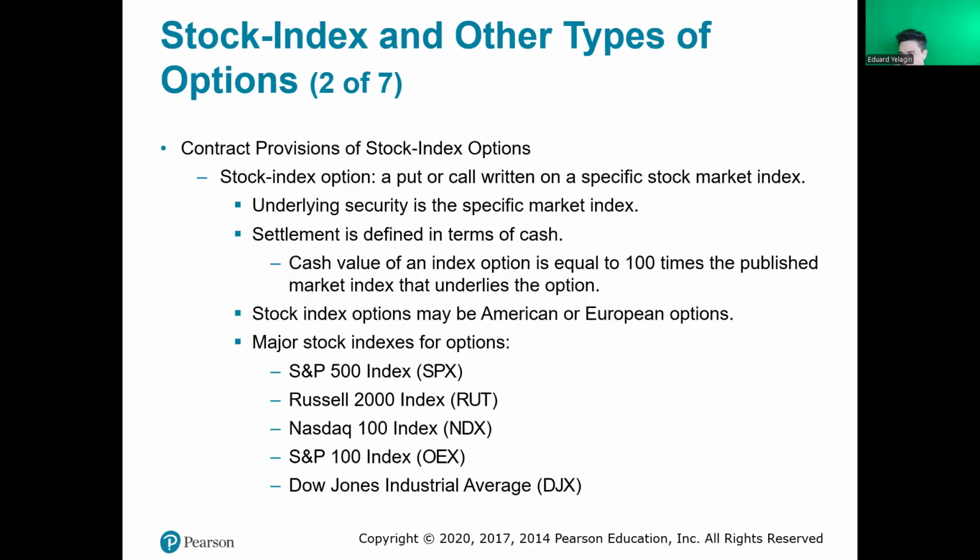Index options can be American or European style. Most US index options are European, meaning they can only be exercised at expiration, which simplifies the settlement. The most common index options trade on the S&P 500, the benchmark for institutional hedging, the Russell 2000, for small cap exposure, the Nasdaq 100, which is tech focused, and the Dow Jones Industrial Average.